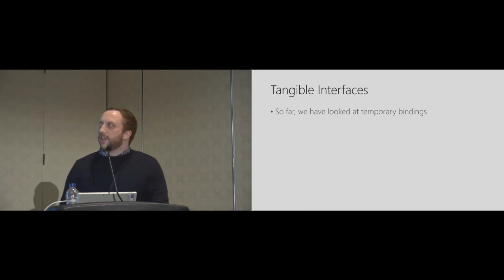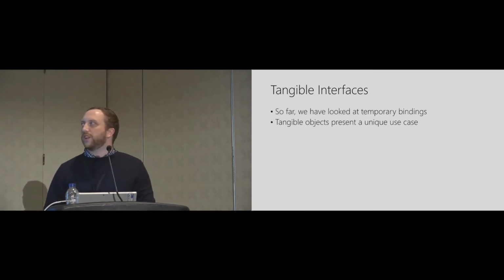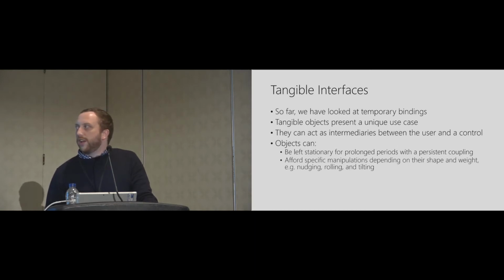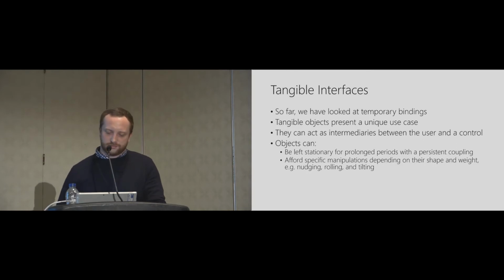So far, we've looked at temporary bindings, but tangible objects present a unique use case, as they can act as an intermediary between the user and a control. Objects have interesting properties, such as being able to be left stationary for prolonged periods, and they can afford specific manipulations depending on the type of object.